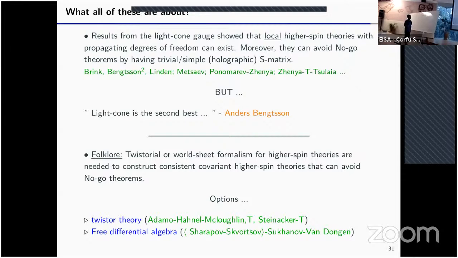And throughout the years, there has been so much discussion about having a twistorial or worldsheet formalism of higher spin theories, which will be needed to construct consistent covariant higher spin theories that can avoid the no-go theorems. And there are two options on the market at the moment: the twistor construction studied by these people and the free differential algebra studied by these people. And successfully, this author obtained a complete theory of chiral higher spin theory using free differential algebra.